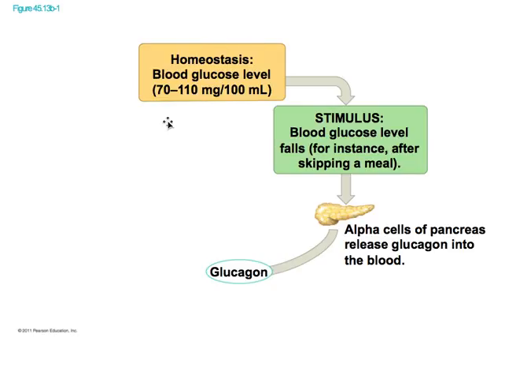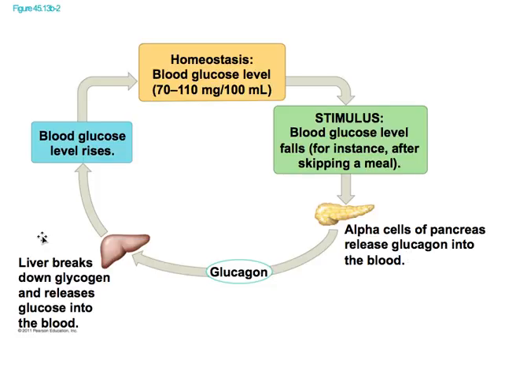Glucagon, also, your body wants to be at a particular level, but if those levels fall, let's say you skipped a meal, then the alpha cells of the pancreas are going to release glucagon into the blood. That'll cause the liver to break down the glycogen stores and release it as glucose into the blood, causing blood glucose levels to rise. So the maintenance of glucose homeostasis is very important and is done by a pairing of the two hormones that are released by the pancreas, insulin and glucagon.